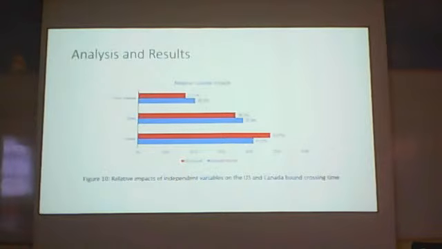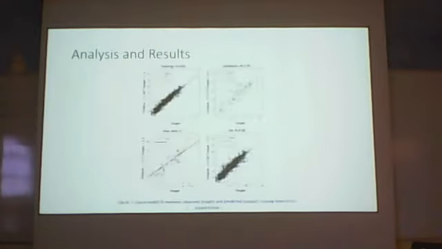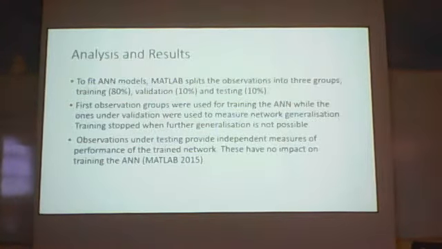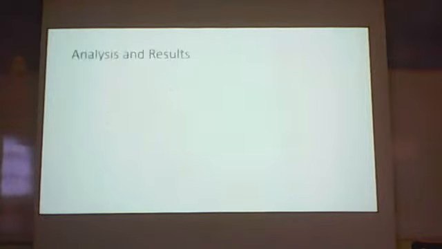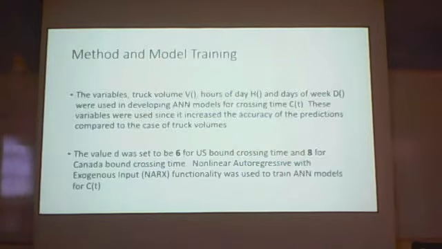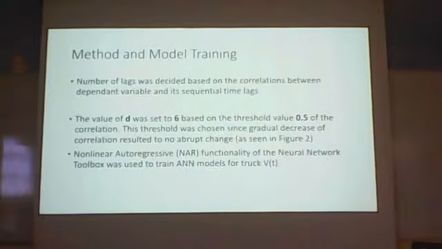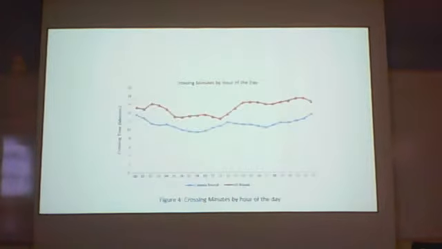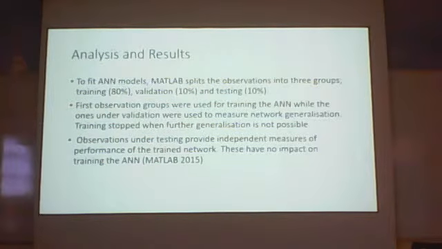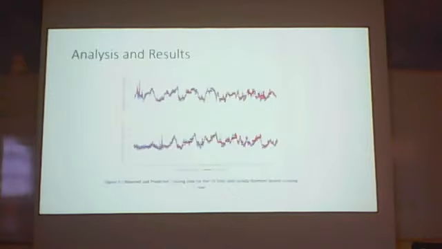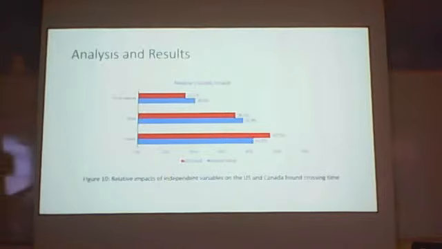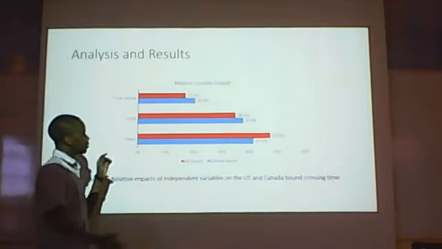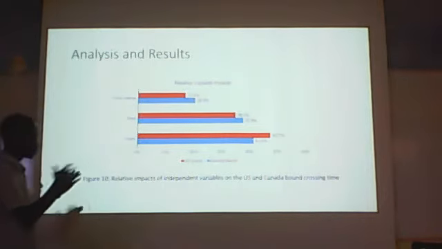I forgot to mention this part, where I said there was some software they used. It was called, I think, Palisade. They used Palisade software to determine the impact of the independent variables on both US and Canada bound.